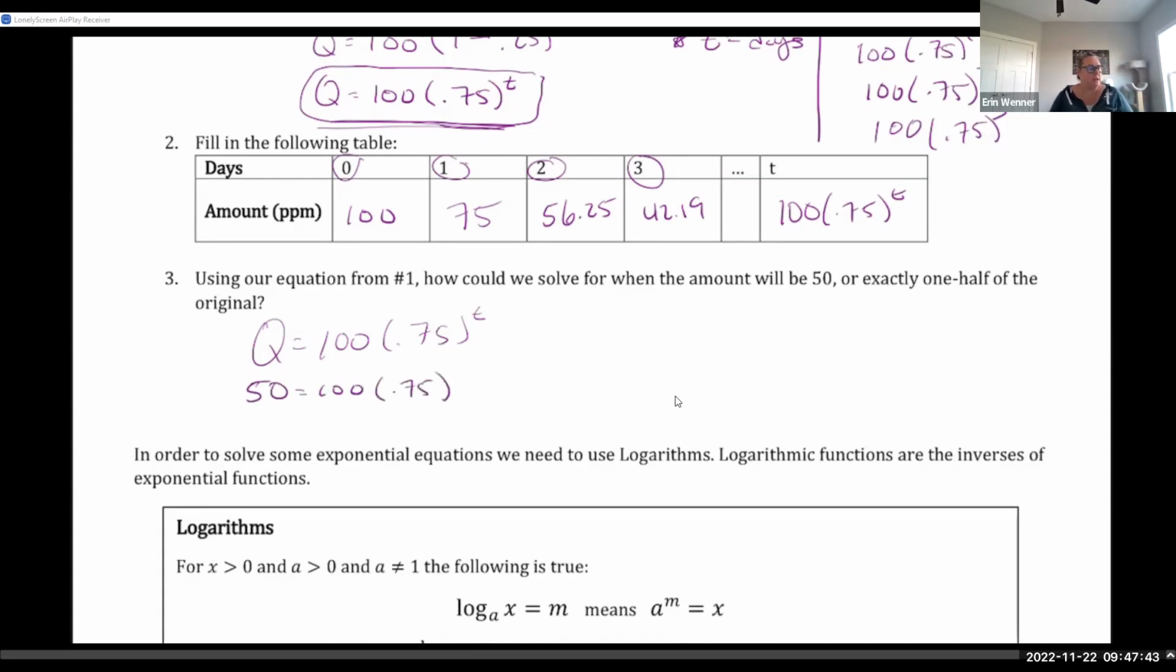So if we think about our steps, order of operations, we would divide both sides by 100 because we're trying to isolate T. Dividing by 100 gives us 0.5 equals 0.75 to the T. Now, T is in the exponent, okay? So we can't divide off 0.75. That's what a lot of students try to do, because it's the exponent part. It's not 0.75 times T. And so with what we know so far, we can't solve this.